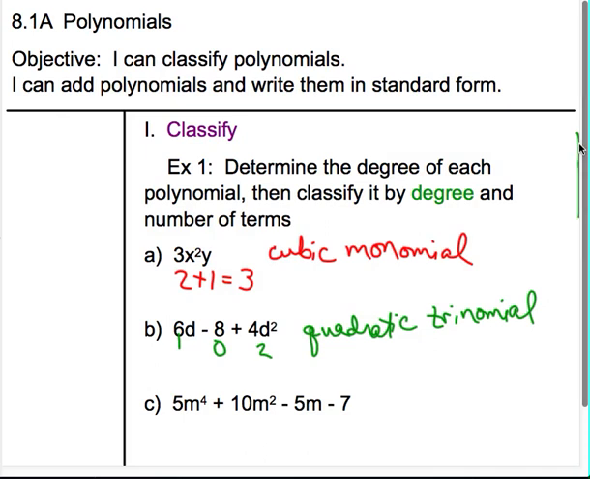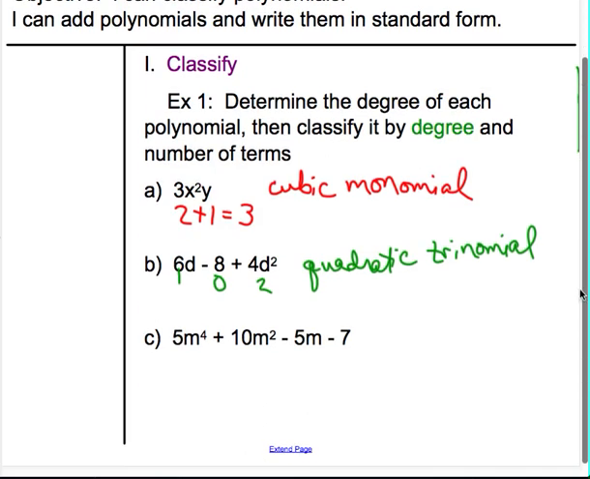Our last example, we have 5m to the 4th, so the degree on this term is 4, plus 10m squared, so the degree on this term is a 2, minus 5m, if you don't see a power, remember it's a 1, minus 7, and the degree on the constant is 0 because we see 0 exponents. So, looking at the degrees of those terms, the highest degree is 4, and that is quartic.